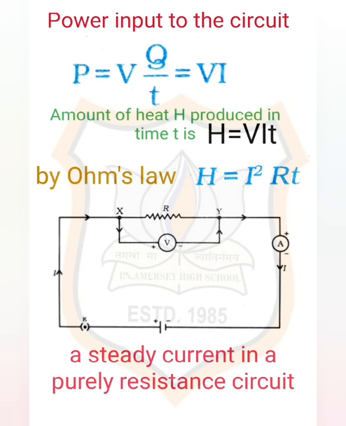The law implies that heat produced in a resistor is, first, directly proportional to the square of current for a given resistance, that is, H is directly proportional to I square. And second, directly proportional to the time for which the current flows through the resistor. In practical situations, when an electric appliance is connected to a known voltage source, as shown in the figure, it is used after calculating the current through it, and the relation is I is equal to V upon R.